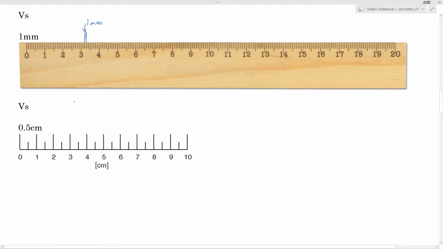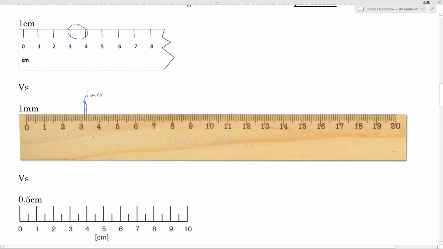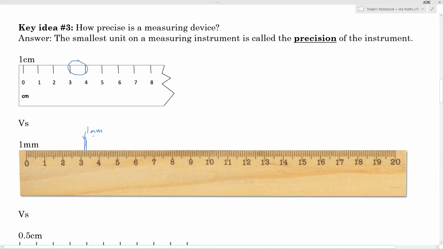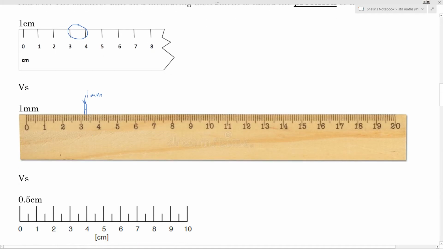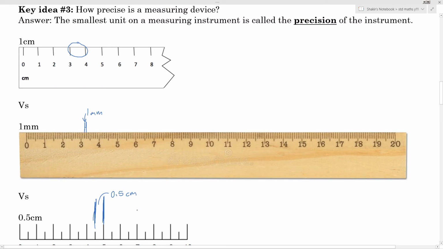And then, I know this is not very common, but you could have a ruler which has centimeters, and then it's got half of a centimeter labeled. And so how precise is this ruler? Well, the smallest unit on this ruler is 0.5 centimeters. From here to here, it is 0.5 centimeters, or half a centimeter. And that's why the precision of that unit is half a centimeter. So precision is the smallest unit on a measuring device.